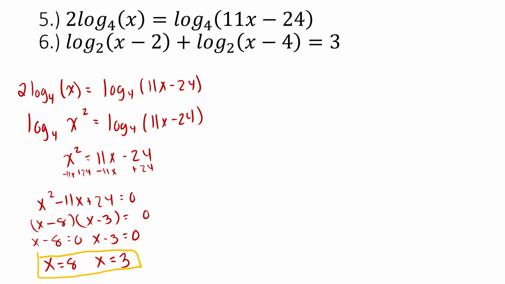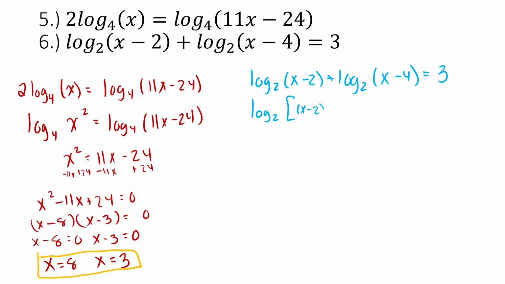All right, number 6, we're halfway done. Yay. Log base 2 of x minus 2 plus log base 2 of x minus 4 is equal to 3. And this is invoking, again, that property. If I have two logarithms and they are added together, I can write those as a single logarithm and multiply them.